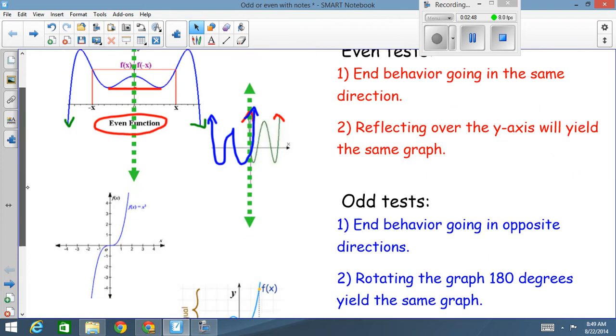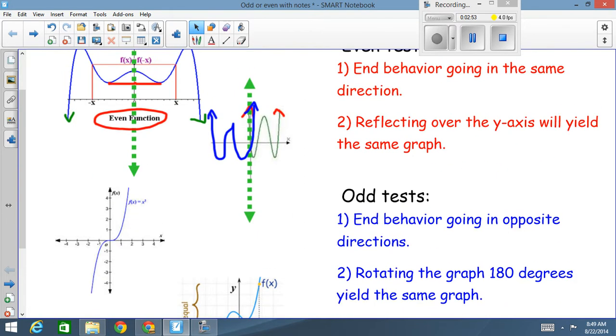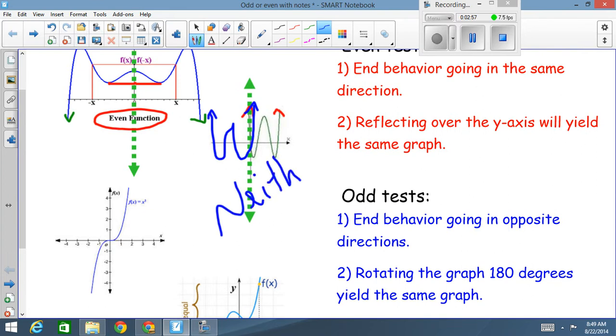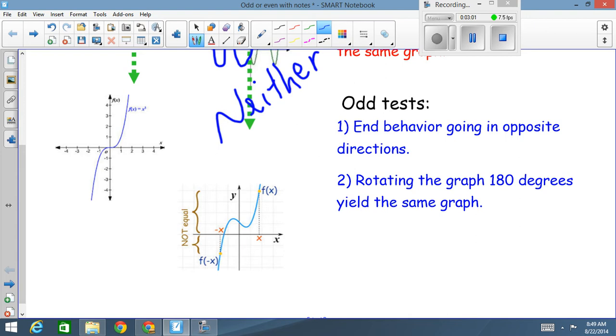So, let's take a look at odd tests. Oh, by the way, in this case, this would be a neither. It's neither even nor odd. Okay? So if we're looking at odd tests, in this case the end behavior needs to be going in opposite directions. So you'll see end behavior here going to infinity, end behavior down there going to negative infinity. Same goes with the second example down here. So both of these pass the first test, which is end behavior going in opposite directions.